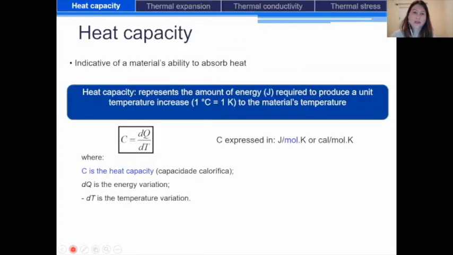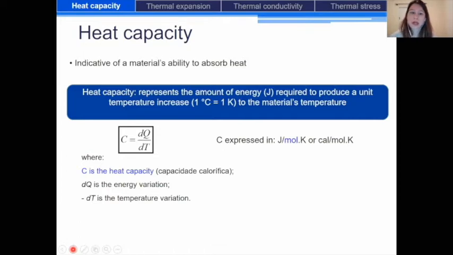So the first property is heat capacity. It is indicative of a material's ability to absorb heat. So the heat capacity is defined as the following. It represents the amount of energy required to produce a unit temperature increase in the material. So in fact, it is measuring the amount of energy needed to increase the temperature of the material by 1 degree.